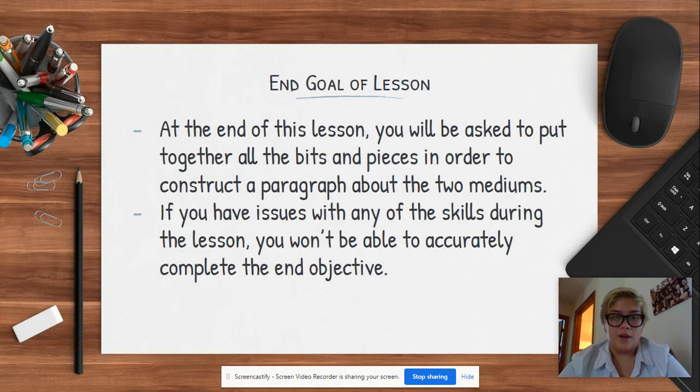All right. End goal, like I said, you'll be able to put all the bits and pieces of information together in order to construct a paragraph. So if you have trouble analyzing a text, then you can't put those bits and pieces into the paragraph. If you have trouble analyzing a picture, you can't put that into a paragraph. So you need to make sure that you're able to do it. And like the last bullet point says, if you have any issues with any of the skills during the lesson, you won't be able to accurately complete the end objective.